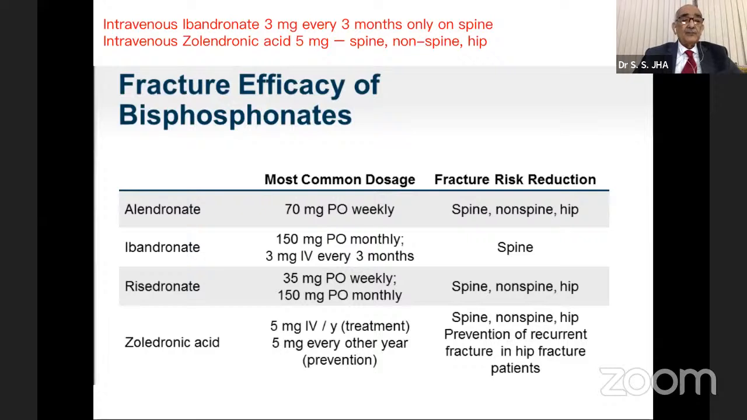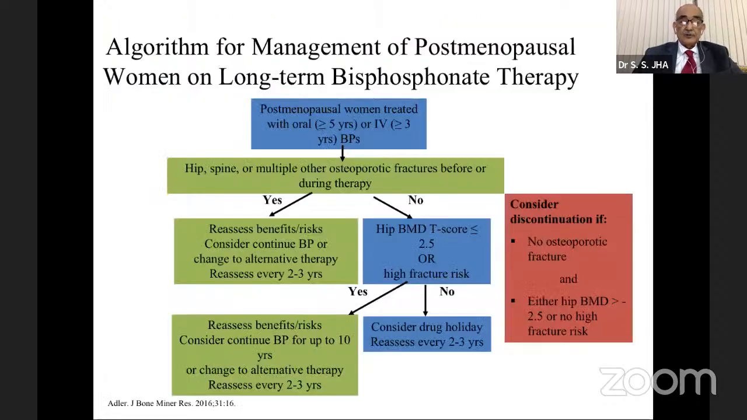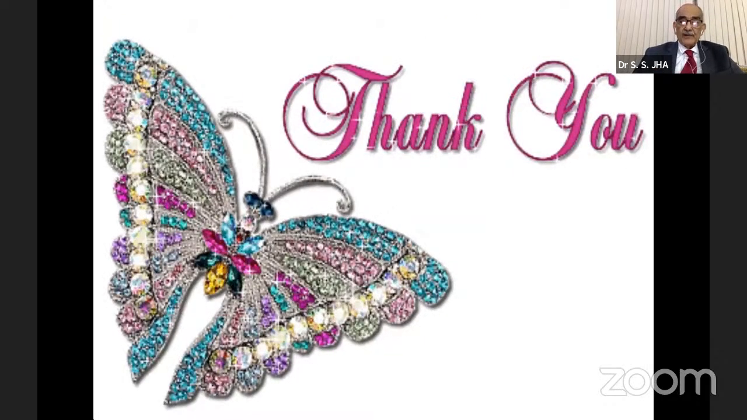Well, fracture efficacy of bisphosphonate, all of us are aware with the dose, but we must know that ibandronate only works on the spine and does not work so much on the hip. Intravenous ibandronate is also available, with the 3 mg dose to be used every 3 months, but it is not common in practice because it works on the spine itself. So friends, this is in short about how we go about using bisphosphonate. Thank you very much.